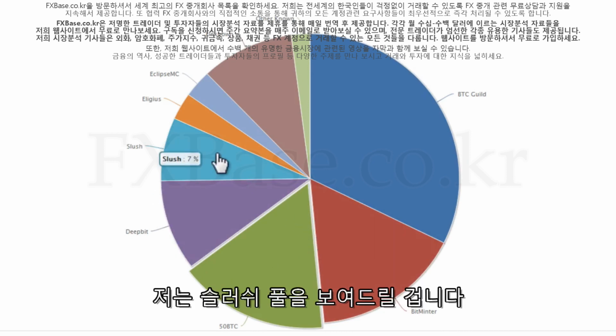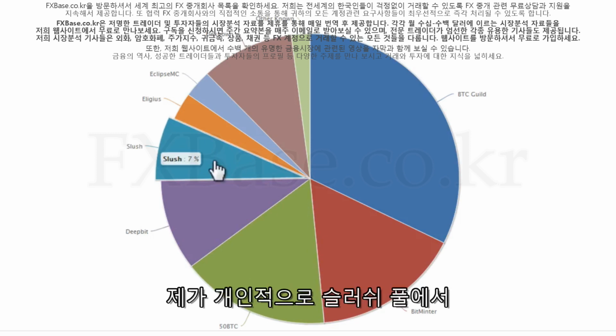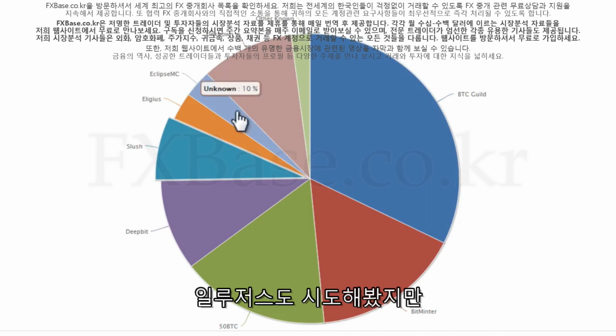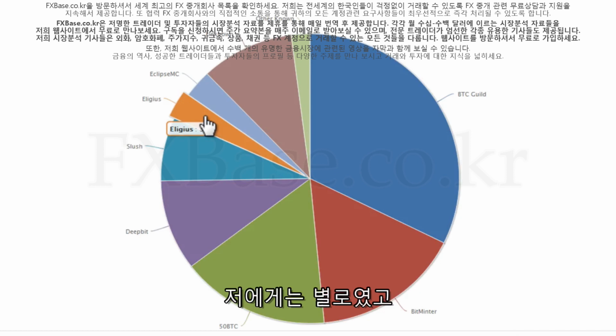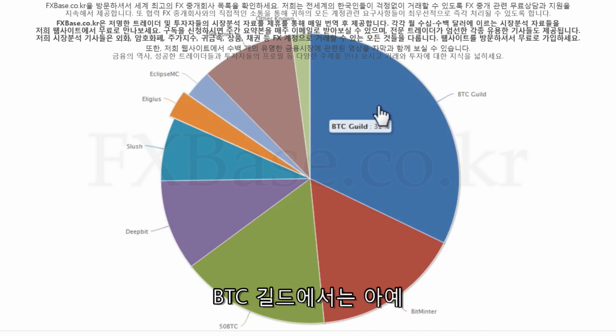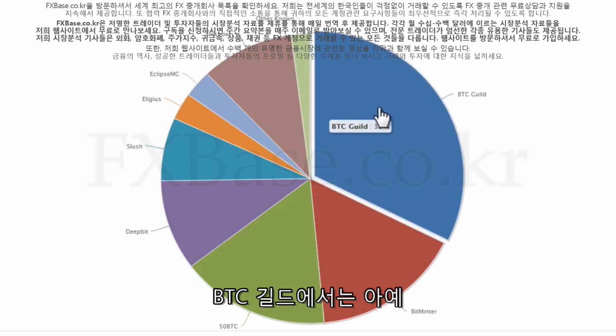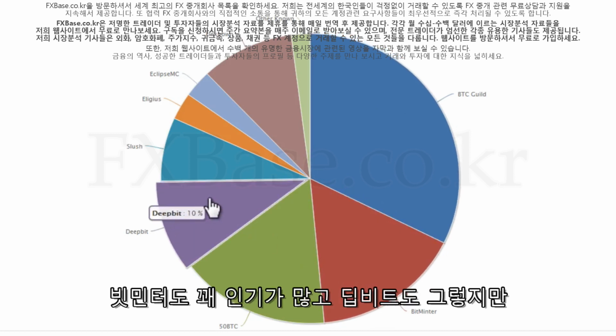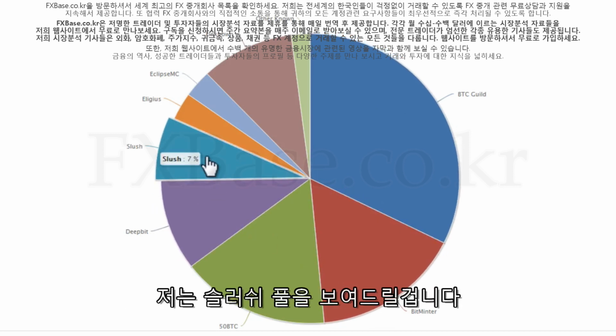I'm going to show you Slush's pool, and the reason why is because I've had really good success with Slush's pool. I've tried Eligius, which just wasn't working out for me. I wasn't really making much progress. BTC Guild, for some reason, I was making zero progress. I'm not sure if I had everything set up correctly. Bitminter is pretty popular. DeepBit is popular, but I'm going to show you Slush's pool.